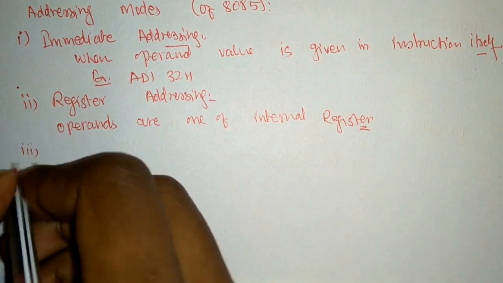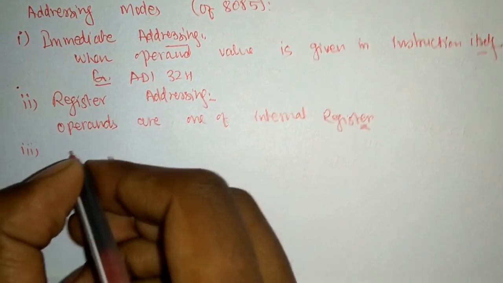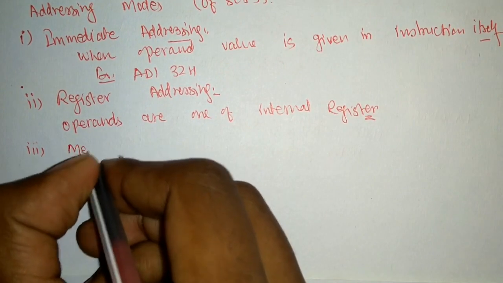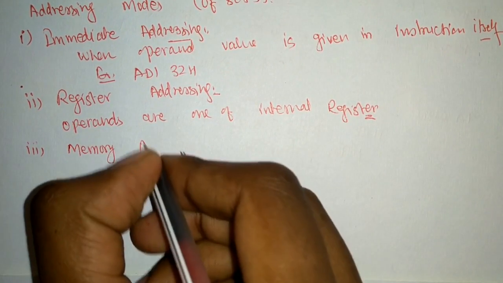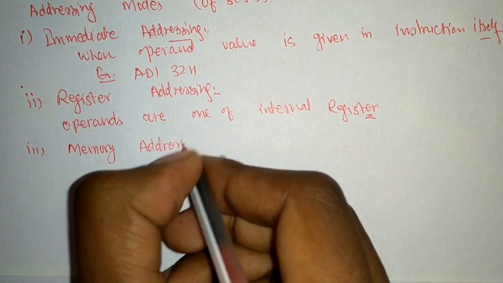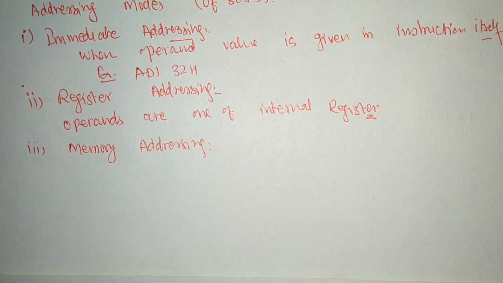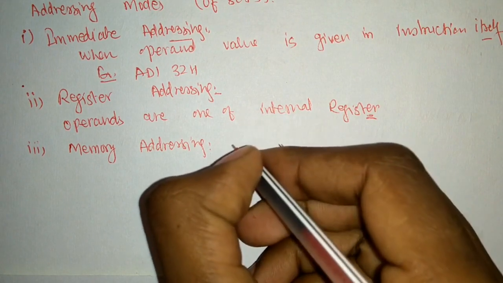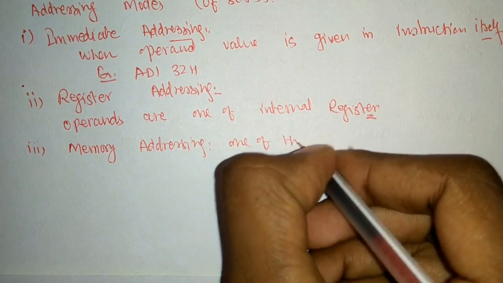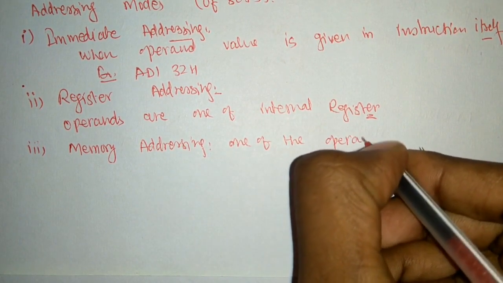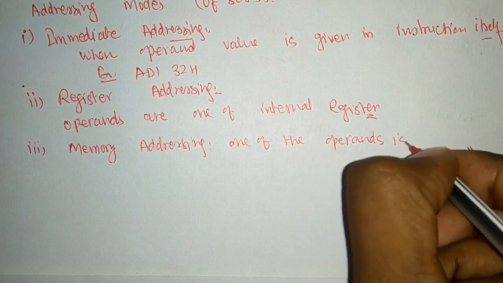Fine. Third is called memory addressing. In memory addressing, one of the operands is in a memory location.